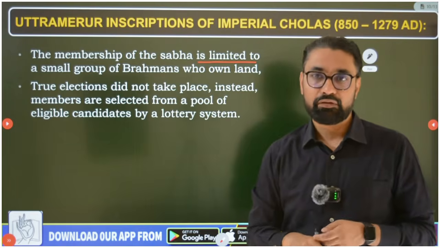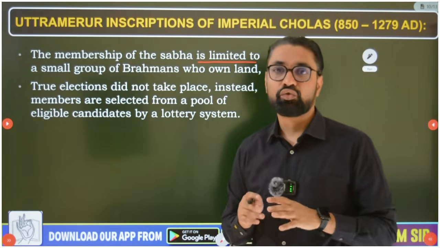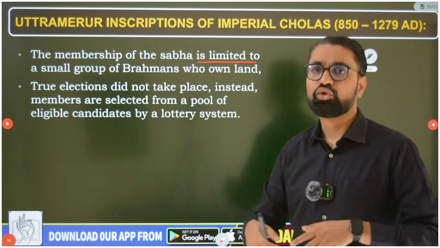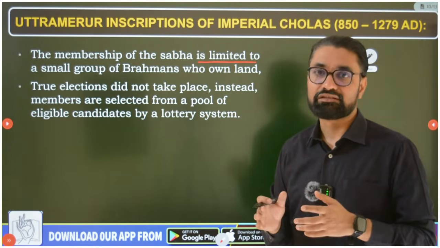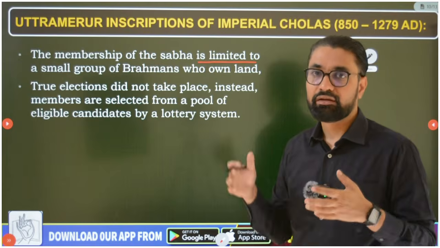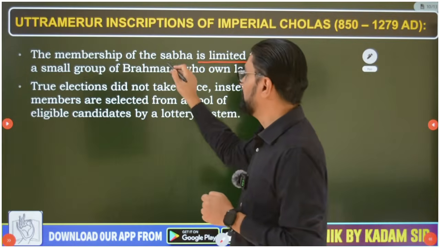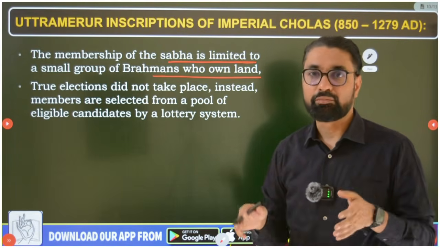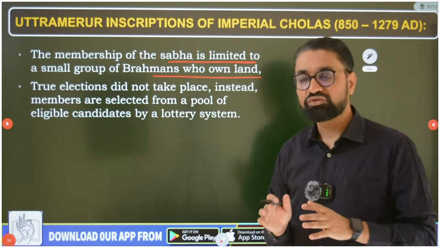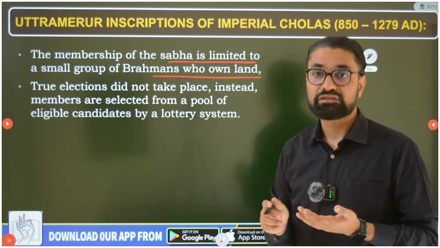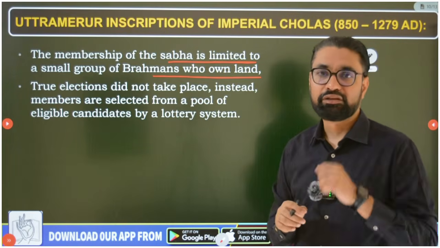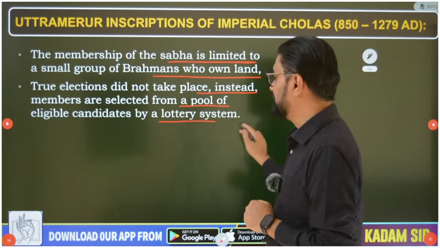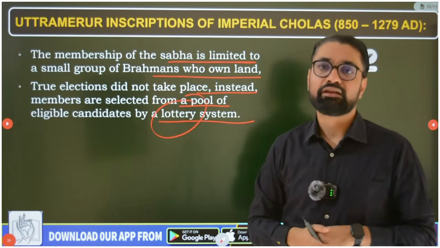The name will be picked up. There wasn't voting as such. So it was nowhere close to autonomous villages with direct democracy. Though the Prime Minister was referring to this inscription and speaking very highly of it, it was nowhere close to democracy. Membership of the Sabha was limited to a small group of Brahmins who owned land, and not all Brahmins who owned land. Out of those Brahmins, those who were interested had to give their names, and then one kid would pick the name, so true elections did not take place. Instead, members were selected from a pool of eligible candidates by a lottery system, not by an election system.